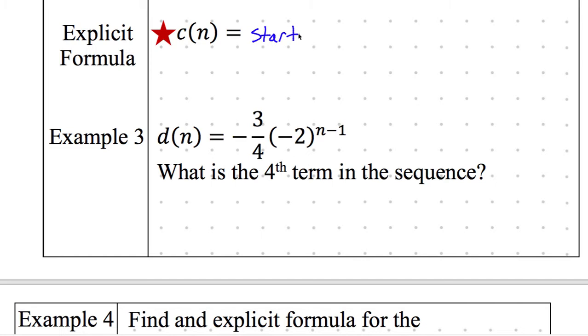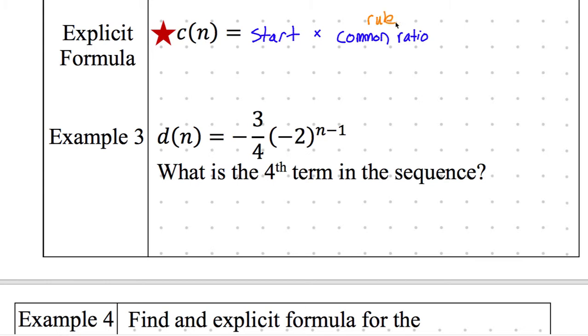And then I'm going to multiply. So it's going to be times, and now I'm going to do the rule. This thing is usually called the common ratio. I'm going to call it the common ratio as well, just to be formal. If you don't like that term, just use rule.